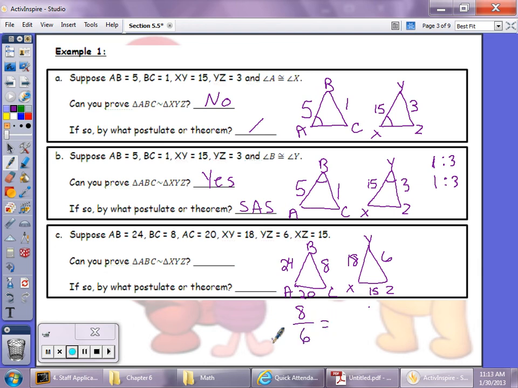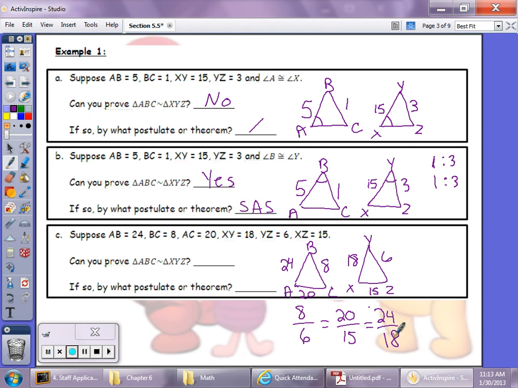Then we're going to match up the two sides that are in the middle. So the second smallest side. For ABC, that's going to be side AC, which is 20. And in XYZ, that is going to be side XZ, which is 15. And now we're going to match up the largest side in each triangle. So the largest side in triangle ABC is 24, and the largest side in triangle XYZ is 18.